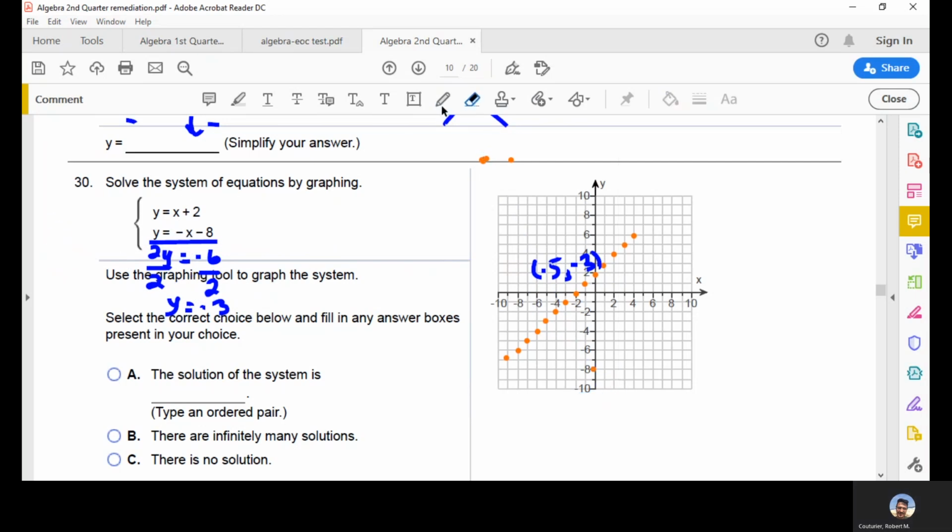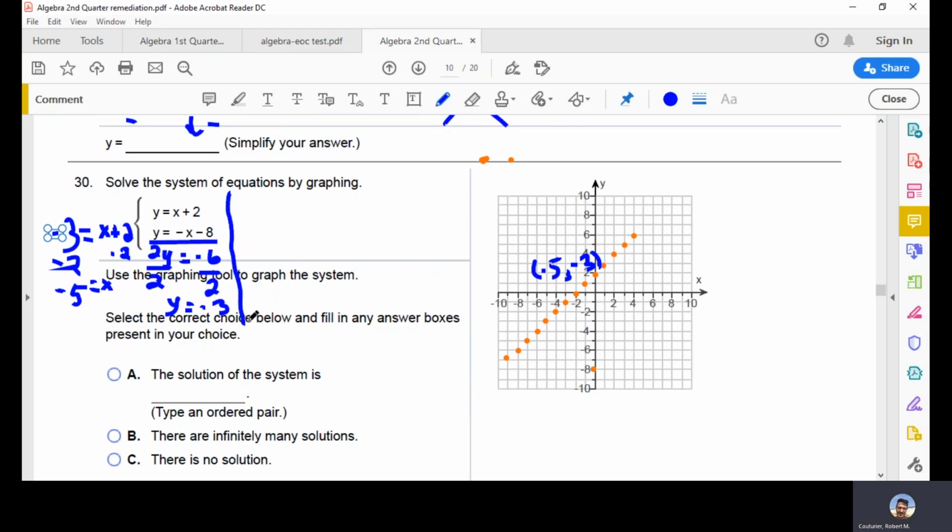Erase that. So we say y is negative 3, so negative 3 equals x plus 2. This x is not by itself, so subtract 2. Subtract 2. X equals negative 5. Great. That's elimination. We just did that by elimination.